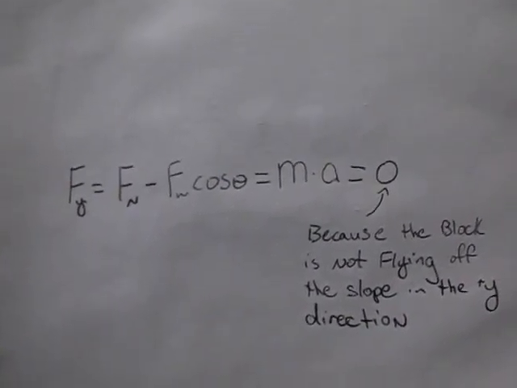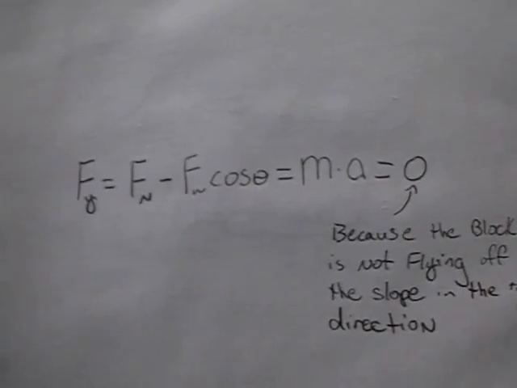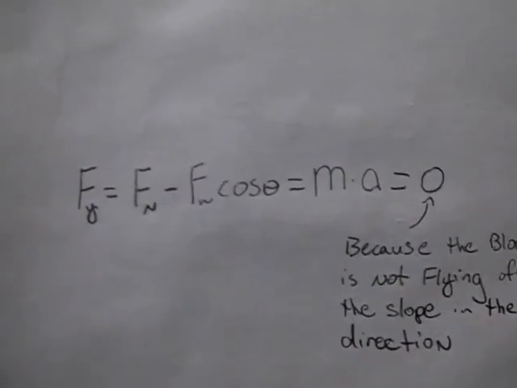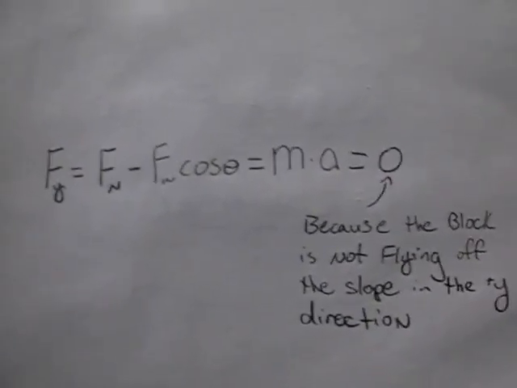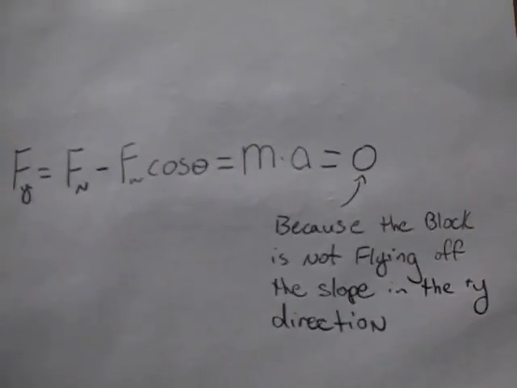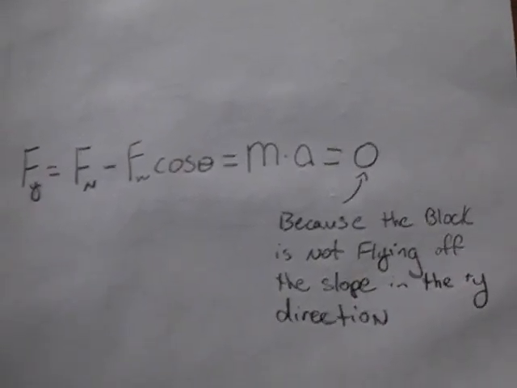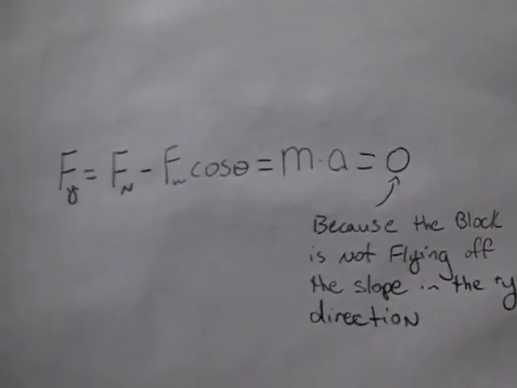For the y direction, we have the normal force minus the force of weight cosine theta equals mass times acceleration, which overall equals 0 because the block is not flying off the slope in the positive y direction. That is solving for acceleration of the incline.